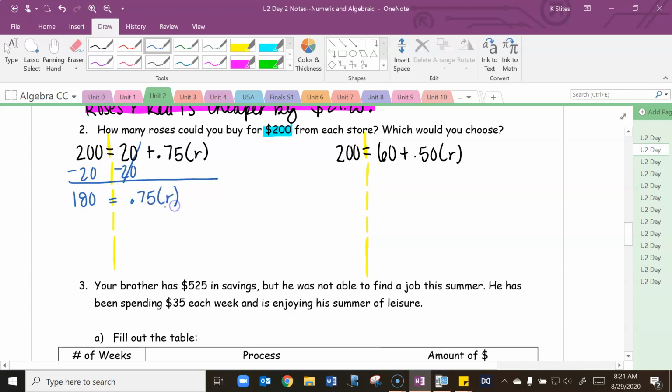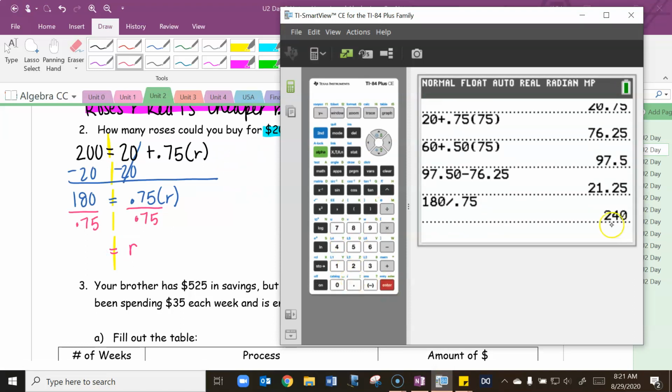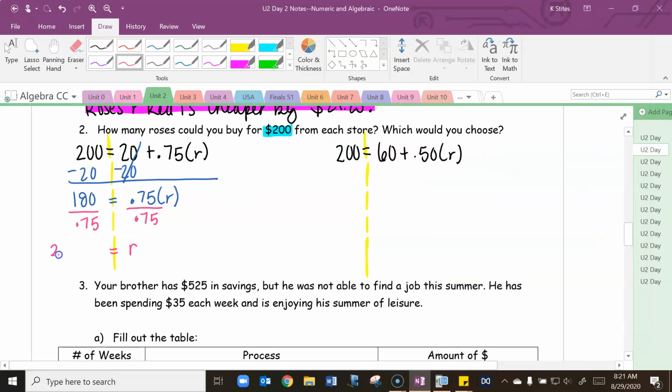And then how would we get the R by itself? Yep, just divide by 0.75 on both sides. Okay, and I don't expect you to be able to do that without a calculator, and I can't do it either, so let's type it in. And we get 240 roses. Okay, make sure you put roses. So R equals 240 roses. So for 200 bucks, we're getting 240 roses.